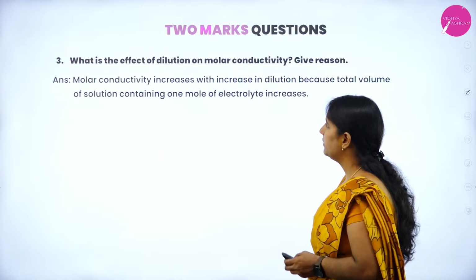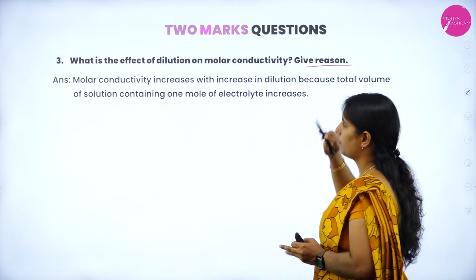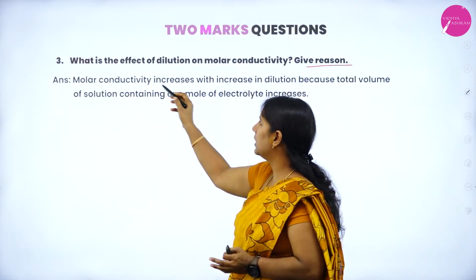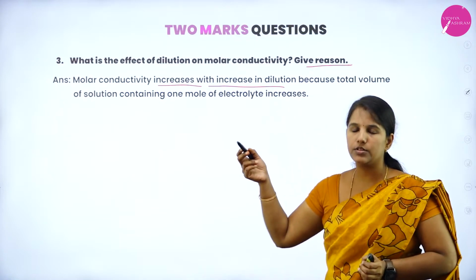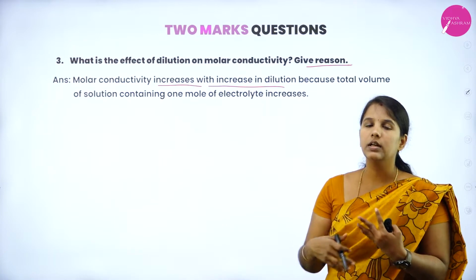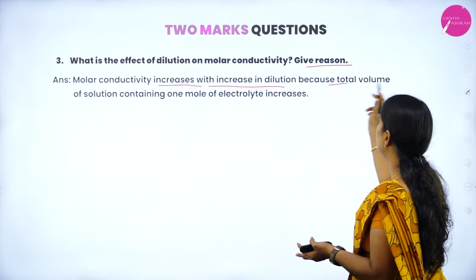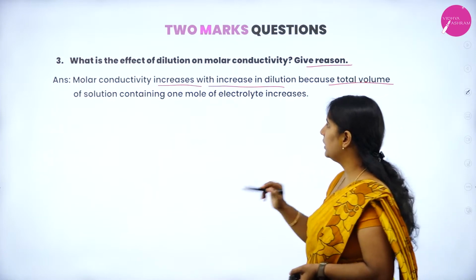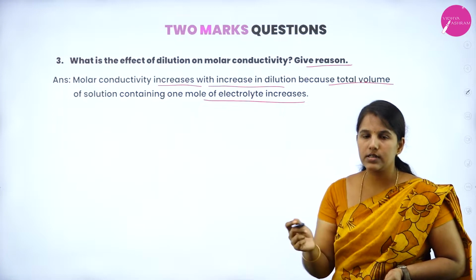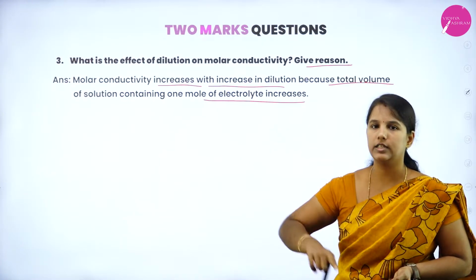Next, what is the effect of dilution on molar conductivity? Give an example. It is the reverse of that. In molar conductivity, the conductivity will increase with increasing dilution. As we dilute, the molar conductivity also increases because the total volume of the solution containing 1 mole of an electrolyte increases. As the number of ions of the electrolyte increases, the conductivity also increases in the case of molar conductivity.